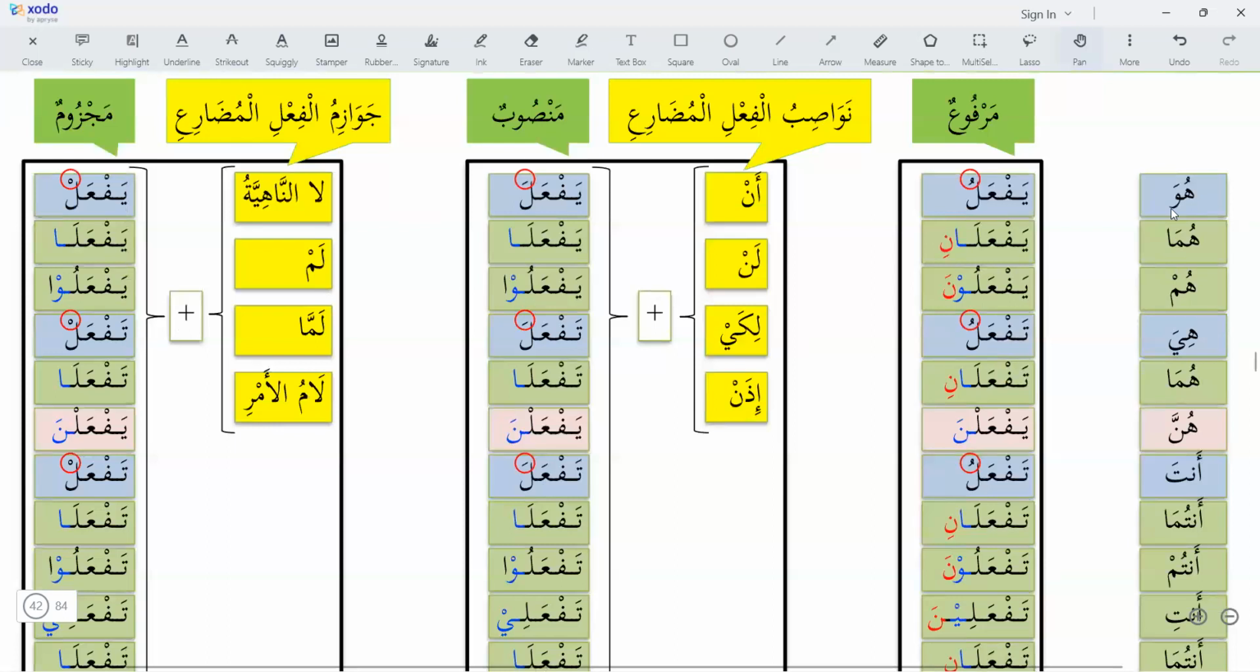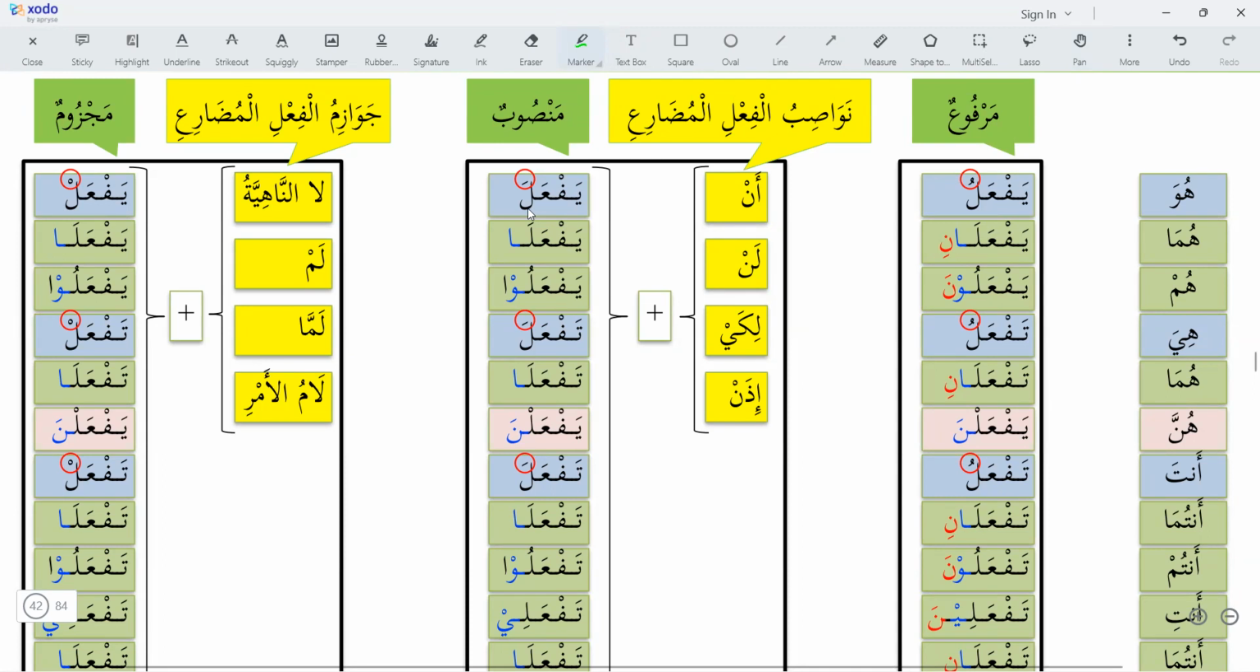So huwa yaf'alu. It has a dhamma. So the dhamma is the sign of rafa. Yaf'alu is marfu here. Then when it is mansub, it is yaf'ala.